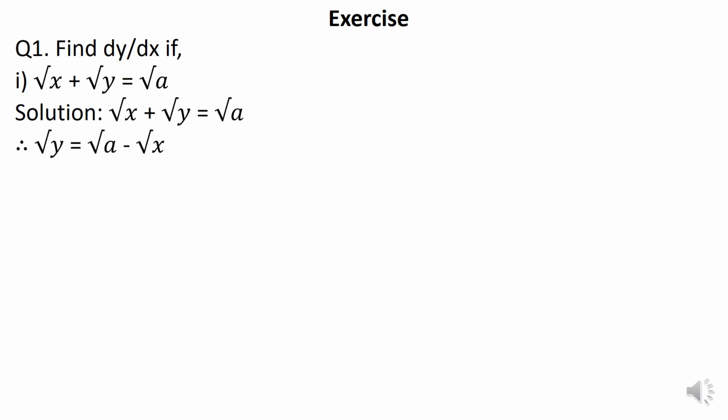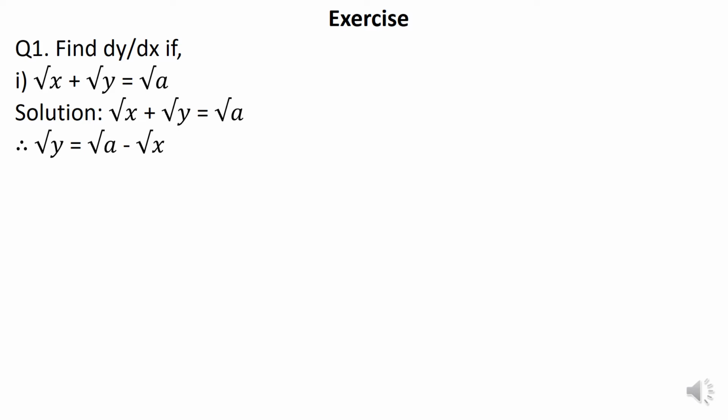So in this exercise, we are going to learn how to differentiate implicit functions. We are going to see different categories of sums. The question is same for all categories, that is, find dy by dx. The first question, root x plus root y is equal to root a. Now the first step, we write root y on one side and take the other terms on the other side. That is, root a minus root x comes on the RHS.